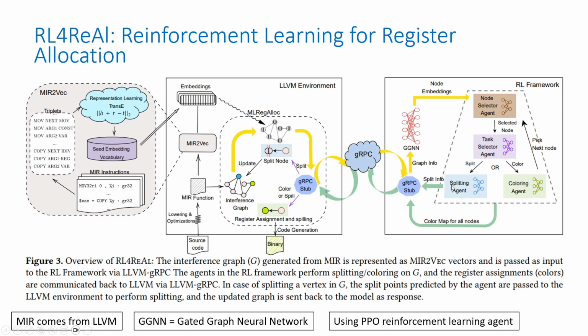So that action of splitting and coloring is communicated through RPC and sent back in here, and then the graph is updated based on that. And then again, the process continues. So the updated graph is sent, and you continue processing. The agent that they are using is the proximal policy optimization. I think there's another paper that we saw before that also uses PPO.